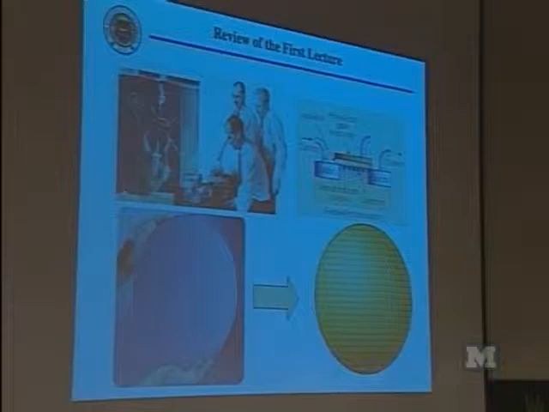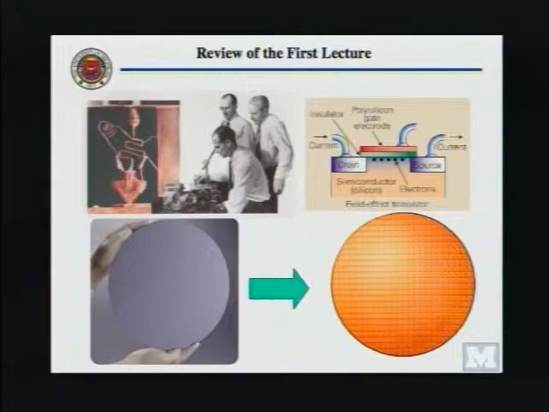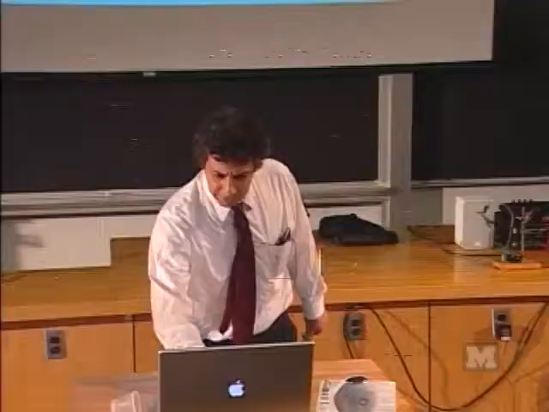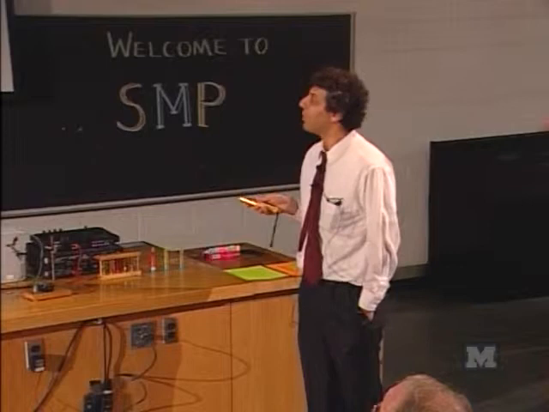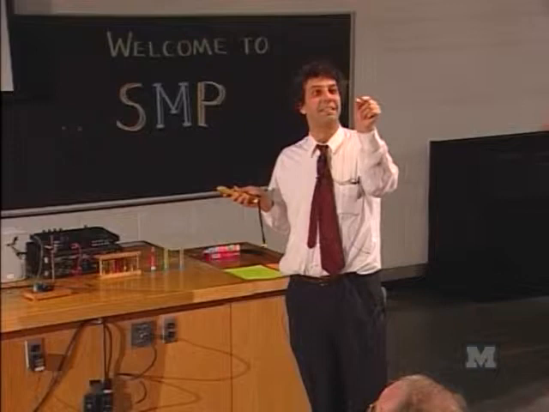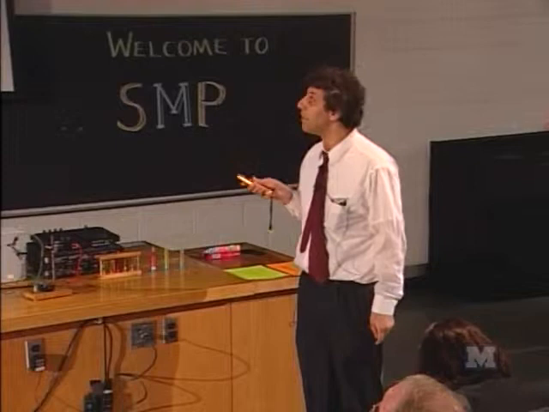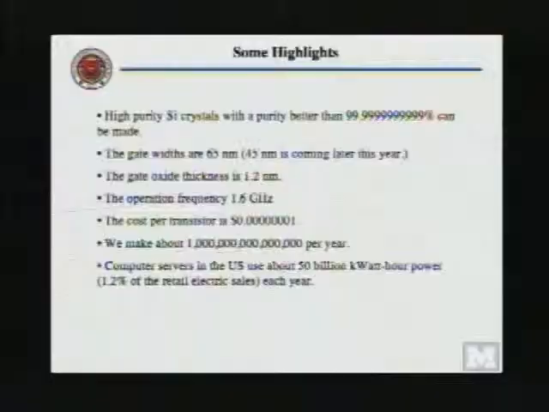I won't repeat these, but what we talked about, the invention of the transistor. And the transistor that made most impact was a field effect transistor, a MOSFET. And basically today, for computer technology, we can take 12-inch wafers of silicon, and we can basically print transistors, billions of transistors on a chip. And this is where we are right now as far as that technology is concerned. Some of the highlights were the materials are very pure. The gate width, the size of the transistor, where the electrons have to travel, is about 65 nanometers, can be much shorter. And the most impressive numbers were these, I would say. They cost almost nothing, and we make a lot of them, okay?